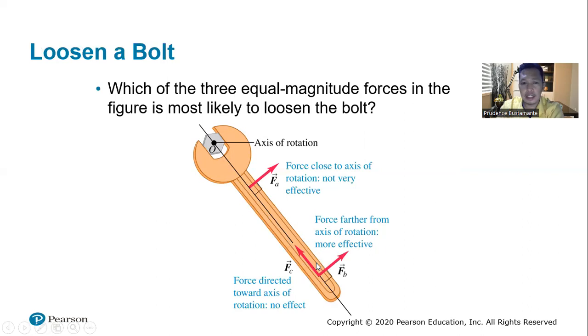We note that distance as r. Now we also have FC, a force directed towards the axis of rotation, which has no effect. Depending on where you apply the force, the more effective it will be at loosening the bolt. In this example, FB is the most effective among these three forces, and FC has no effect in this situation.